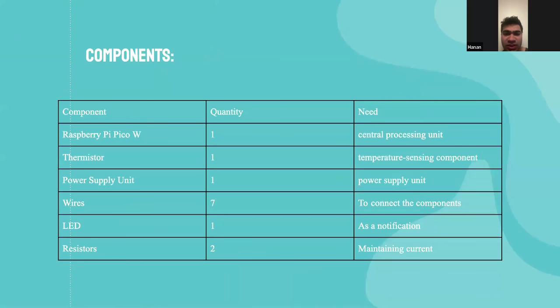we'll go on to design selection. The components we used were obviously the Raspberry Pi, the thermistor, our power supply unit, wires, LEDs, and resistors. And we used two resistors, one of 1000 ohms and one of 330 ohms. Now moving on to the next slide.